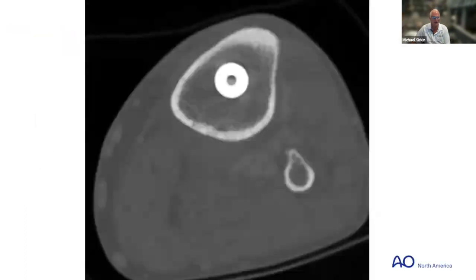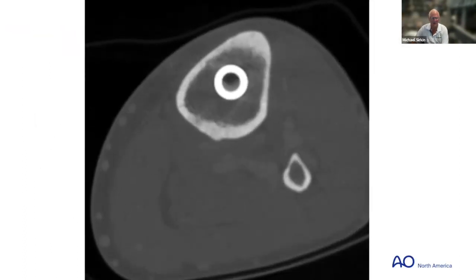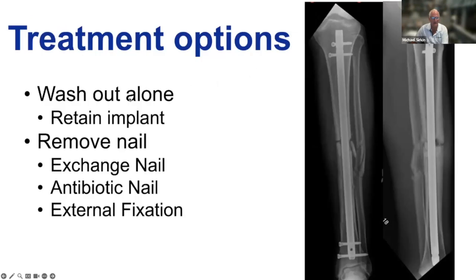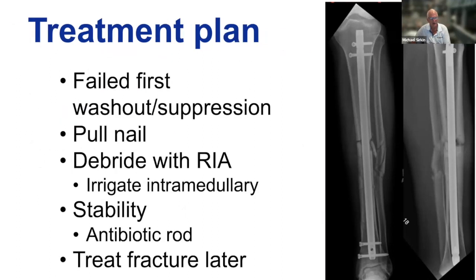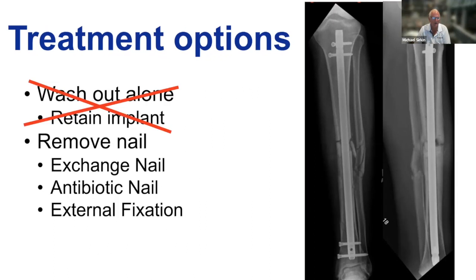Again, same treatment options. Whoops, I don't know what happened there. Nope, okay. I have a big X to washout alone and retain the implant because that's the definition of insanity. I don't know why it didn't go the first time. So these are our 3 different options. I'm going to show you. Oh, I know why.